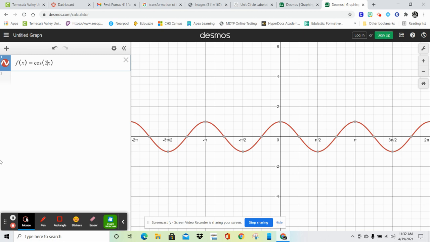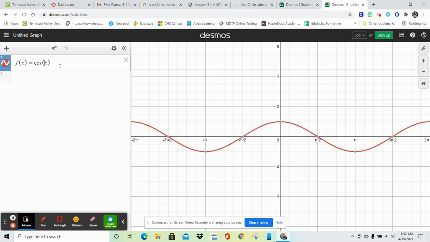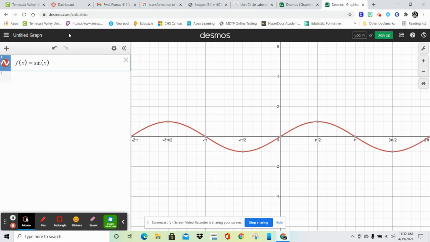All right, and then cosine 4x, what is the period here? Is it 0? Is it pi quarters? Is it pi halves? Okay, is it 3 pi fourths? Is it pi? Okay, what is it there? And let's jump to sine. What is the period here for sine x? Is it 0? Is it pi halves? Is it pi? Is it 3 pi halves? Or is it 2 pi?